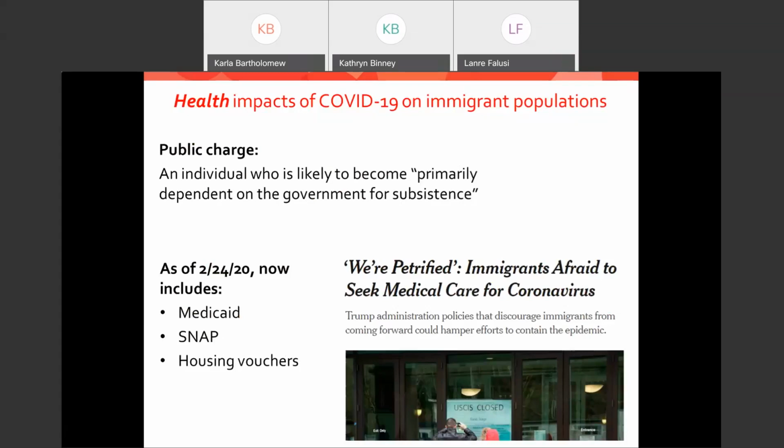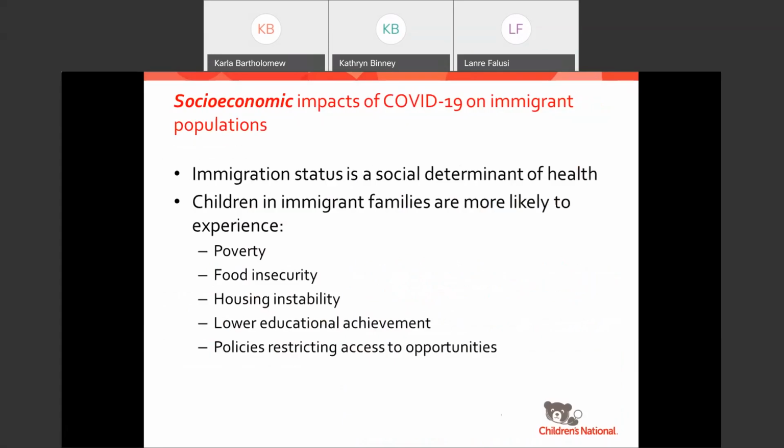And you all have heard that with something like COVID-19, where there is no real cure that we have at this time, there's no vaccine that we have at this time. Our biggest defense right now is testing and isolation to reduce the spread. So when messages are put out that cause immigrant families to be afraid to seek medical care, then we're really concerned that we're not doing all that we can and should to limit the spread of this virus.